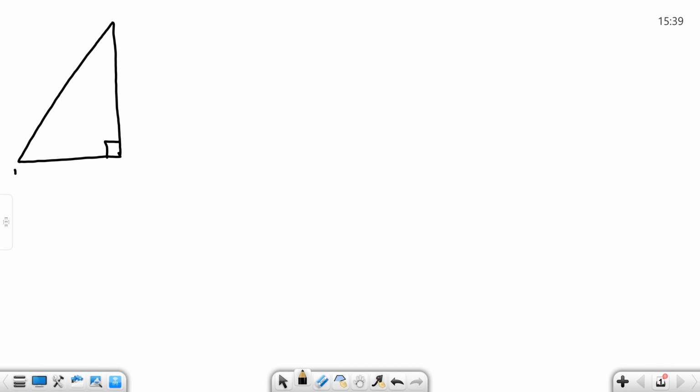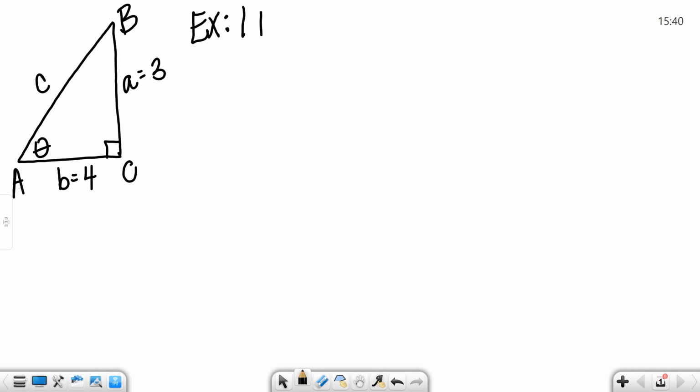Okay, so here's our right angle. There's A. Now, capital A, capital B, and capital C are different from little a and little b and little c. Okay, they are not the same thing. Capital A, B, and C represent angles. Little a, b, and c represent sides. All right, so for our first example, we are going to find the value of each of the 6 trig functions of theta.